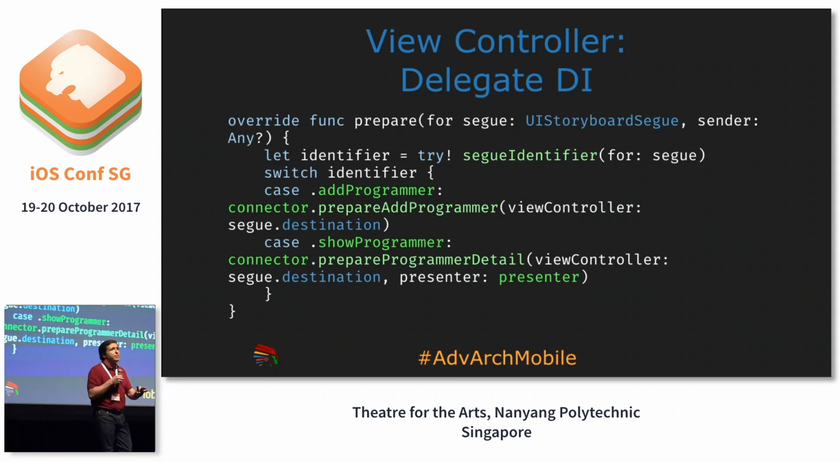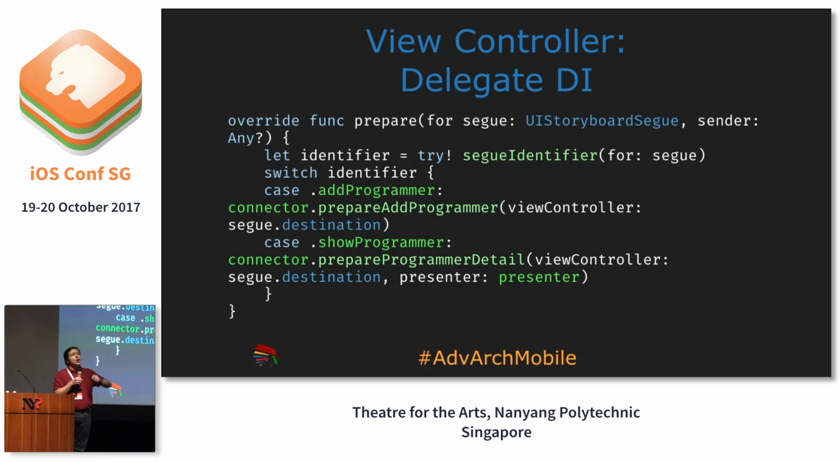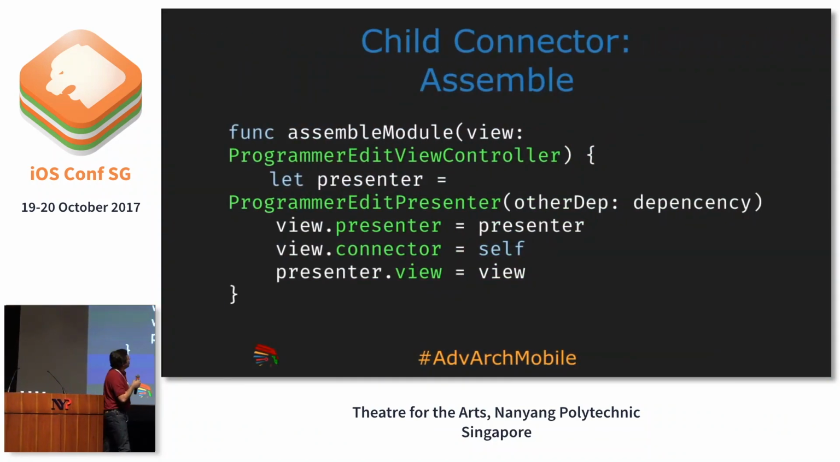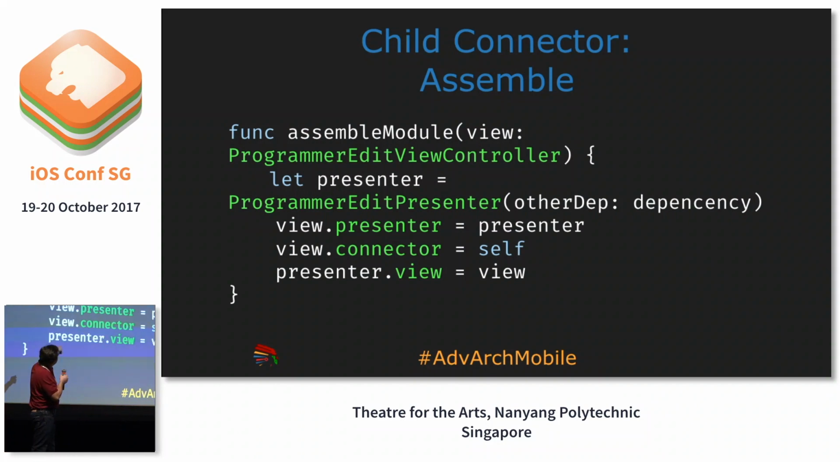And remember what I said before, this connector doesn't know how to prepare these view controllers. Instead, it knows what are the connectors that are required in order to do that. So it will create a child connector, and that child connector is the one that has this assemble module, receives the view controller, and that's all the connections. So if it has more dependencies, it will inject those dependencies here, and it will connect the things as required here. Okay? Pretty easy.